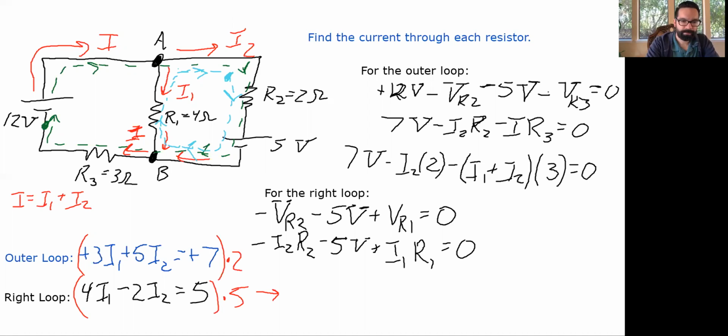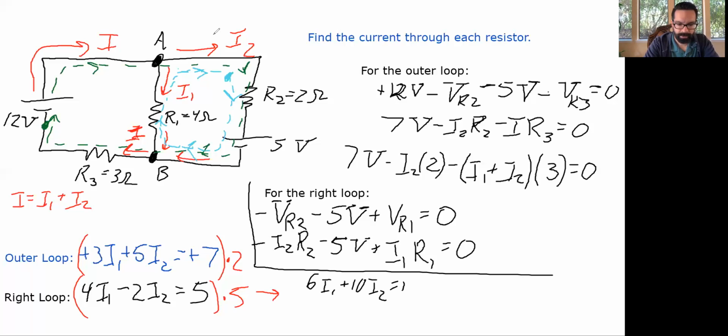Okay, so I'm going to put a line here. If I do that, I get these equations: 6I1 plus 10I2 equals 14, and the bottom, 20I1 minus 10I2 equals 25. Okay. This is 14 here. So I'm just doing my system of equations here.